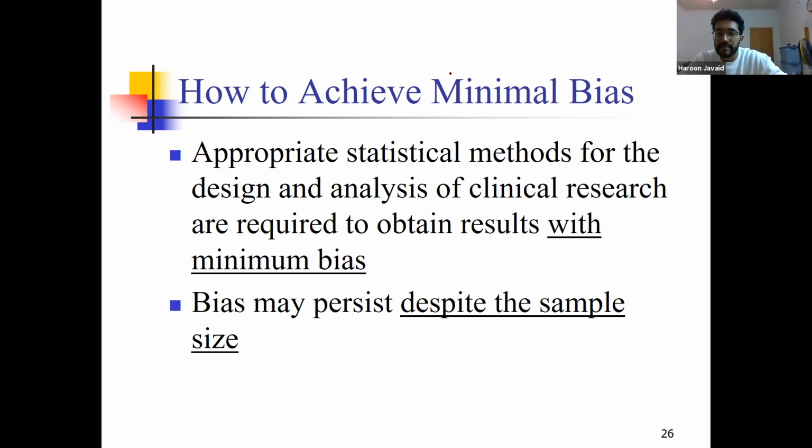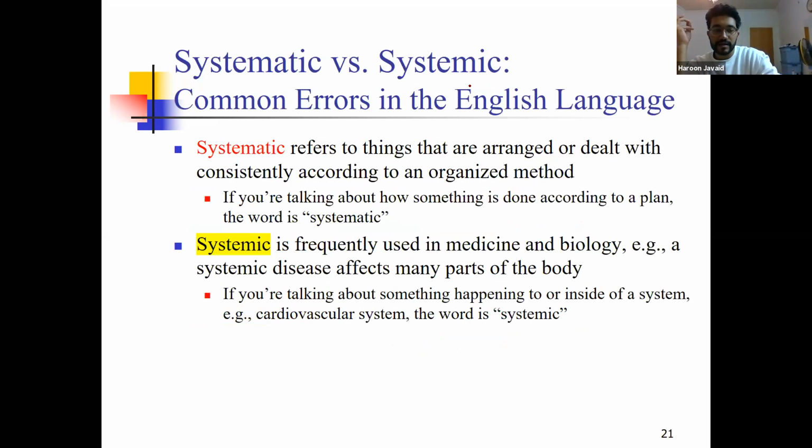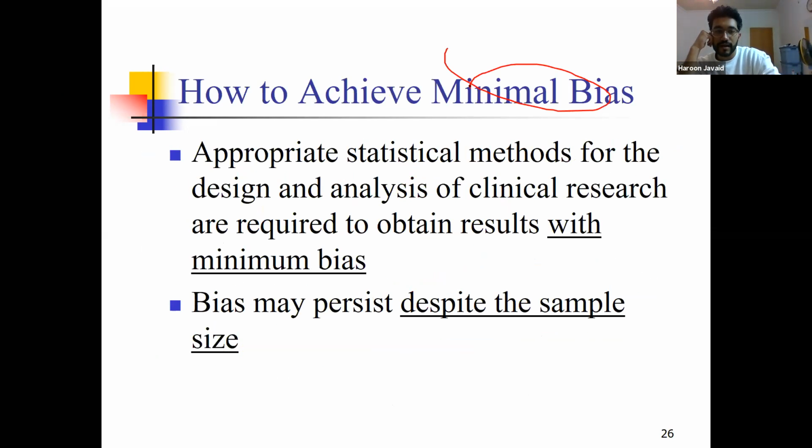So our goal is always to achieve a minimal bias, because you can never get rid of it. Even if you try to get rid of all of the biases mentioned earlier, you will have non-responder bias, which you cannot get rid of, and you will have random sampling errors. So you always want to minimize it. Now, usually you can reduce the amount of bias by increasing sample size, but you can only reduce it. You can never make it back to zero.